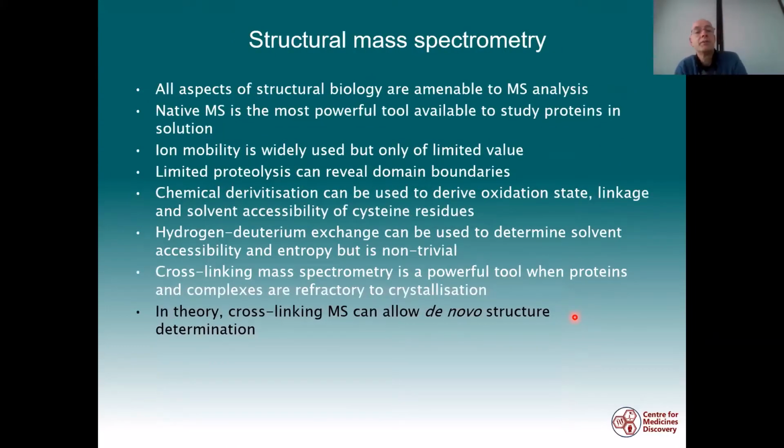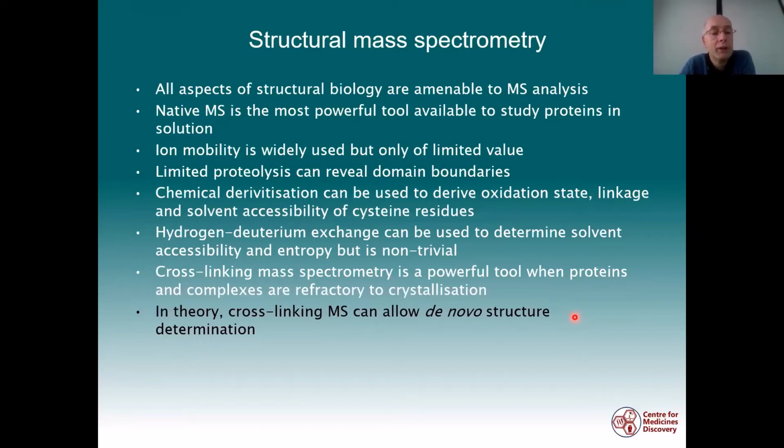So I just want to summarize what we've talked about today. In structural mass spectrometry, all aspects of structural biology are, in my opinion, amenable to MS analysis. You just need to know what is possible. I would say native mass spec is the most powerful tool available to do this. We discussed that last week. Ion mobility is very widely used. I've not seen anything that I couldn't also do by native mass spec, and I would say it's only of limited value.